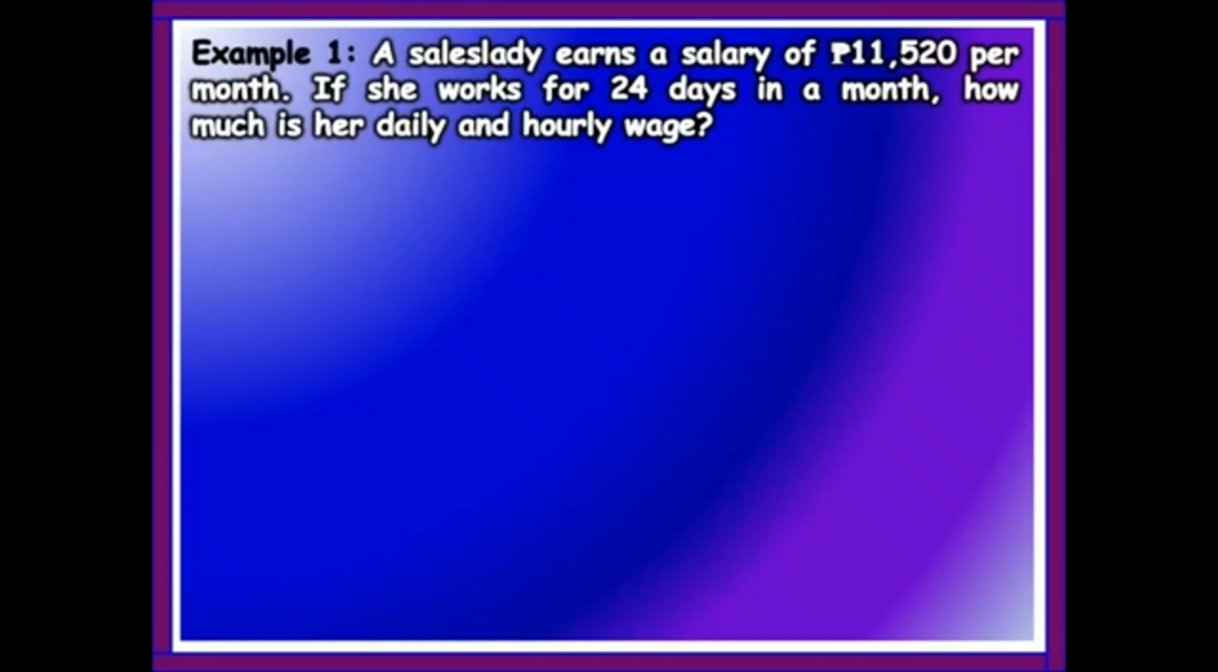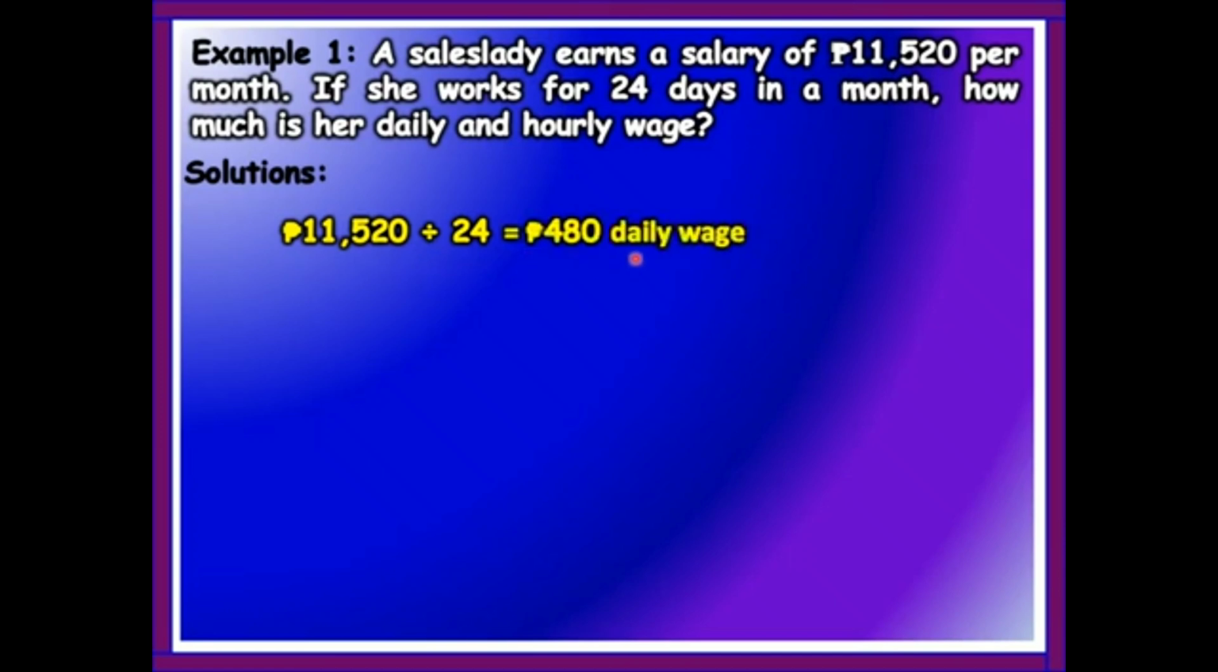Example number 1. A sales lady earned a salary of 11,520 pesos per month. If she works for 24 days in a month, how much is her daily and hourly wage? Okay, so let us have the solution. So we have to divide the 11,520 by 24 days. So we will get 480 pesos. Ito na yung kanyang daily wage.